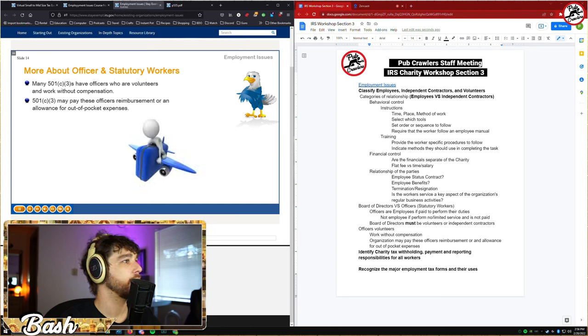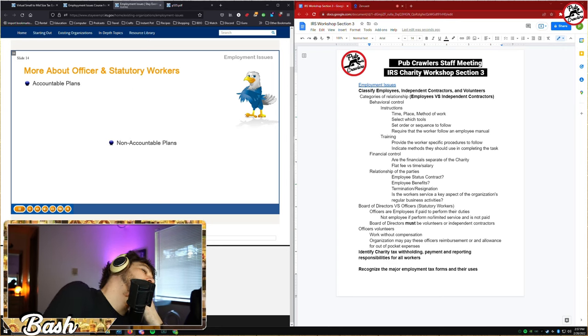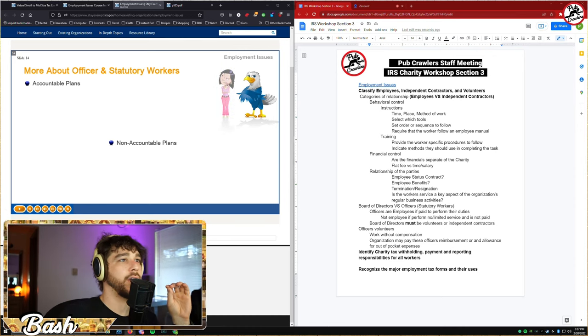So if the 501c3 requires an officer to attend a convention representing the 501c3, they might pay for the trip. Similarly, a 501c3 may provide a monthly allowance to an officer for automobile use. There are two methods your organization may use to pay and account for these reimbursements and allowances, the accountable and non-accountable methods. Each is treated differently for tax purposes. All right, so we're clear so far?